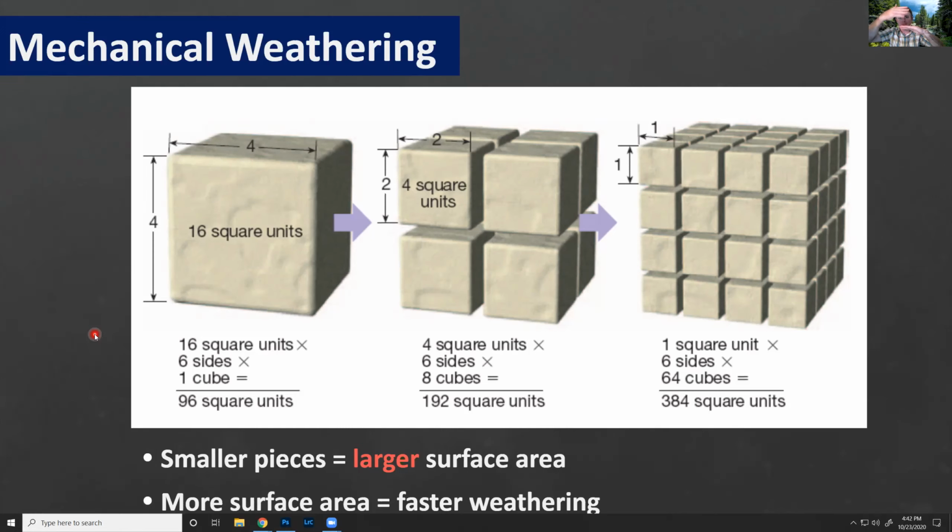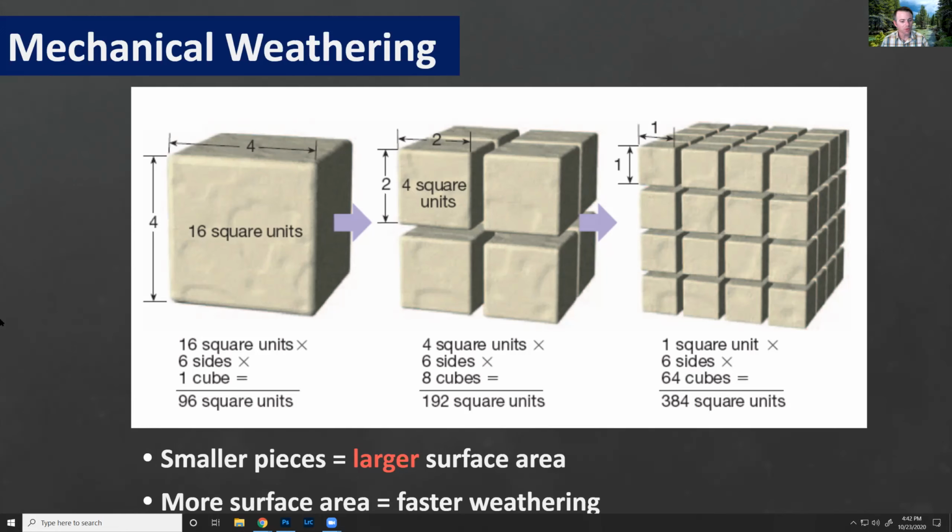So if you think about this big square, the 16 square units, if I were to cut that in half a couple of times, so 1, 2, 3 times, and make these smaller pieces, I'd be exposing a lot more surface area that allows water or wind or other things to attack it and break it down. So once you get a big solid rock starting to break into smaller pieces, it gets smaller and smaller and smaller much more quickly than just a big piece.